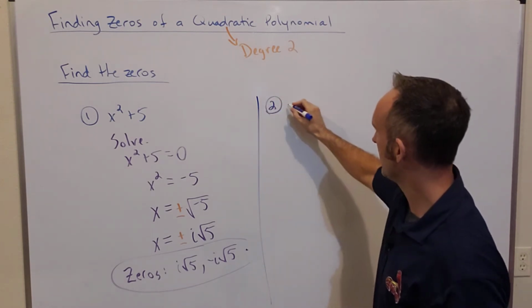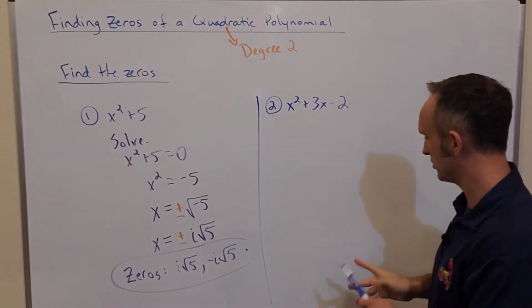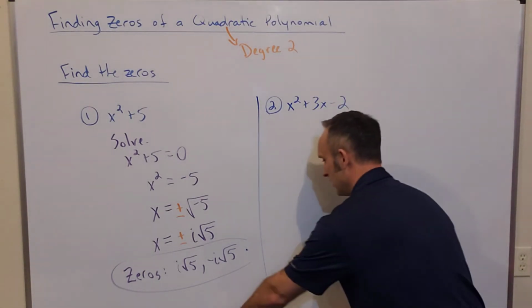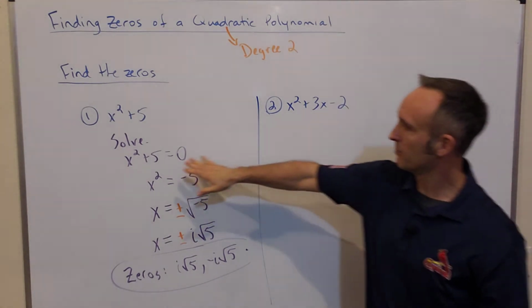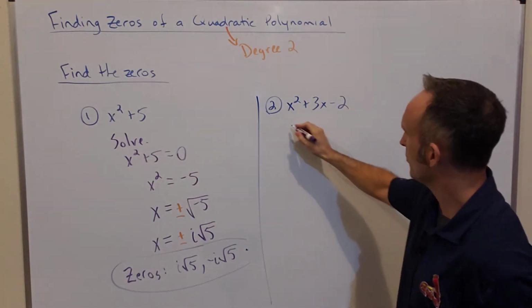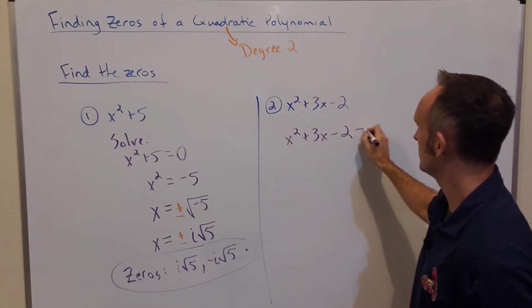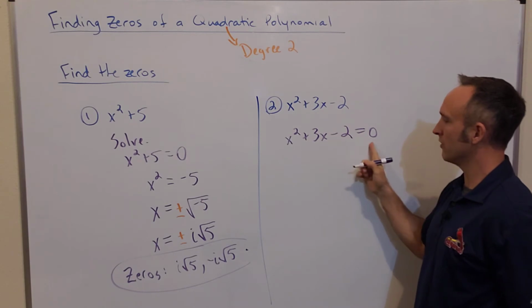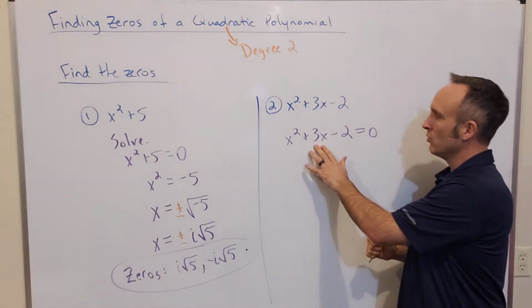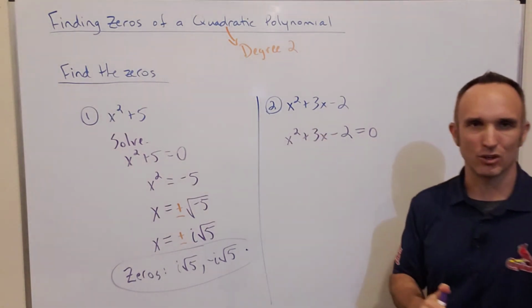And this guy is x squared. We want to find the zeros of x squared plus 3x minus 2. In this situation, which is different from the previous one, we did not have an x term over here. So when we want to solve this equation, we don't just have x squared and a constant. We've got this x that's kind of in our way.